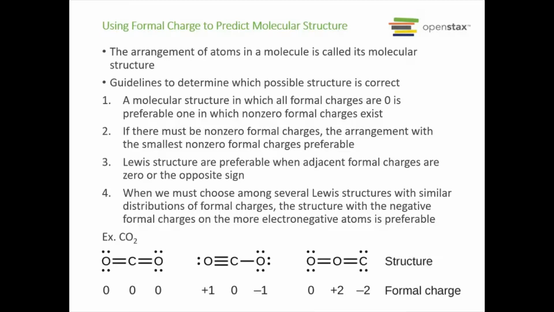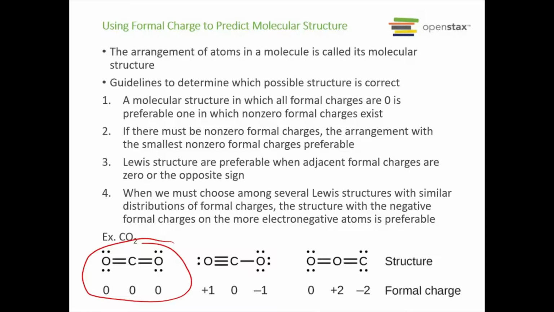is preferable in which non-zero formal charges exist. So if you have 3 structures to choose from, for instance, that you see on the bottom for CO2, and you calculate the formal charge on each atom, and you notice that on the far left with carbon in the center, each atom has a formal charge of 0, whereas the other 2 have formal charges on them. So it's preferable then that all the atoms have a formal charge of 0, which means that far left carbon in the center with 2 double bonds to each oxygen is the correct structure.